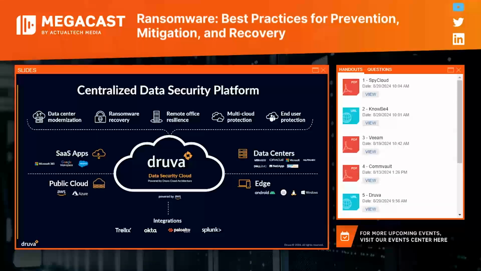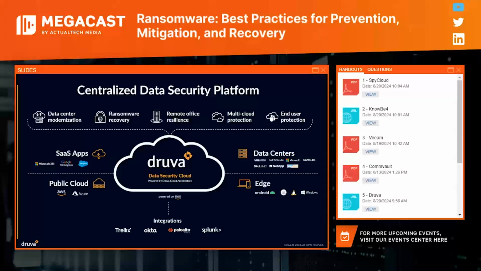It also allows for unparalleled deployment speed, with customers able to begin protecting enterprise workloads such as SaaS apps like Microsoft 365, Google Workspace and Salesforce, or native public cloud services from AWS or Azure, or physical data center workloads and edge endpoints, all of them able to be onboarded and workloads protected within minutes, not days, weeks or months.